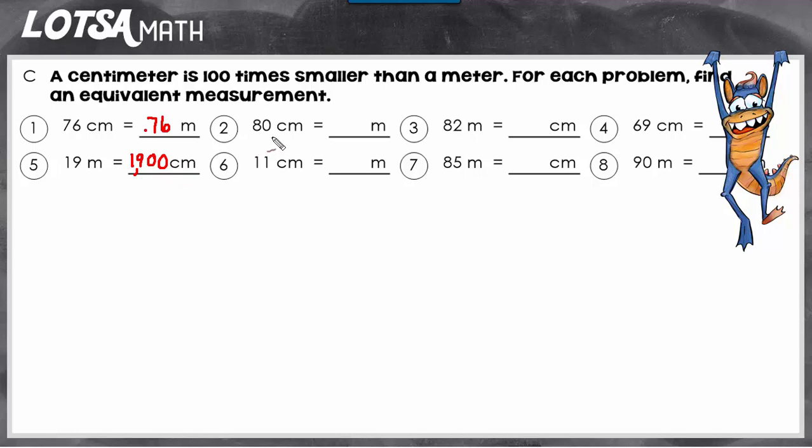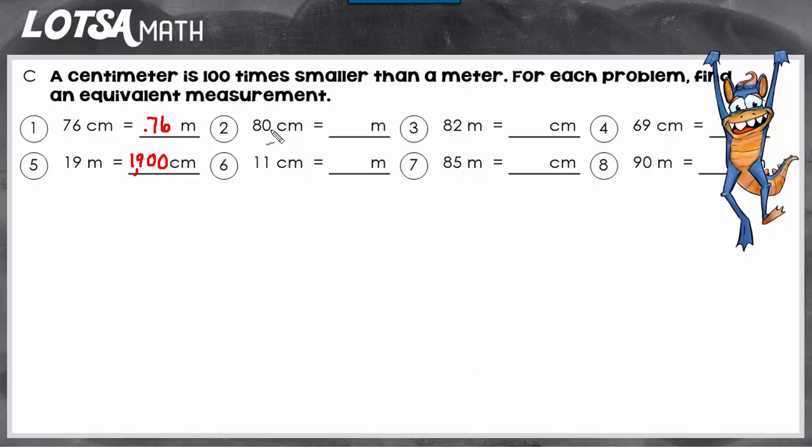So let's look at number 2. We have 80 centimeters this time, and we're going to convert it to meters. A centimeter is 100 times smaller than a meter. So if we're getting smaller, we're going to have to divide. So we need to do 80 divided by 100.